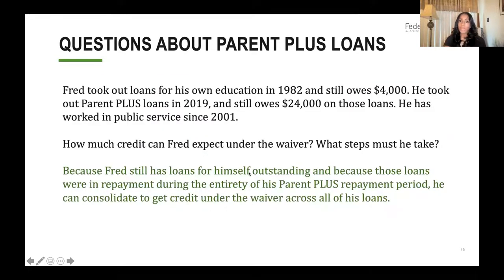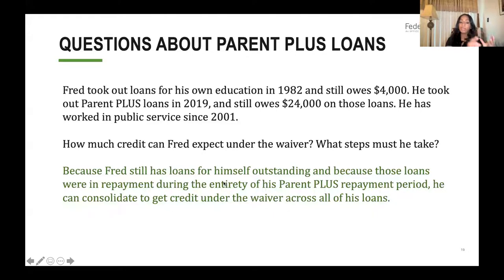So you also have Fred. He took out loans for his own education in 1982. And like so many others, the loan still exists and he still owes $4,000. Then he sent his kids to school and he took out Parent Plus loans in 2019. He still has $24,000 on these loans. So he has $4,000 in education loans of his own and $24,000 in Parent Plus loans. And he's been in public service since 2001. How much credit can he get and what does he need to do?